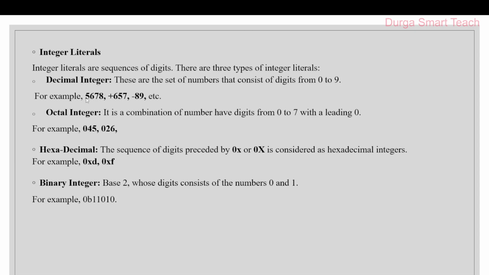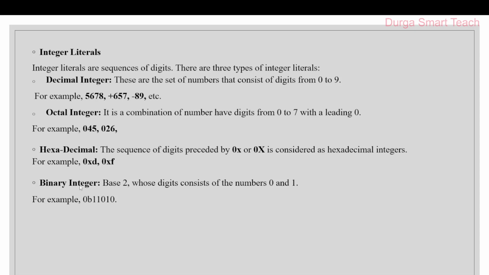If you see this example, 0xD, D is nothing but 13. D is nothing but 13 and F is nothing but 15. 0x is the prefix to represent hexadecimal, and F is nothing but 15, like that.